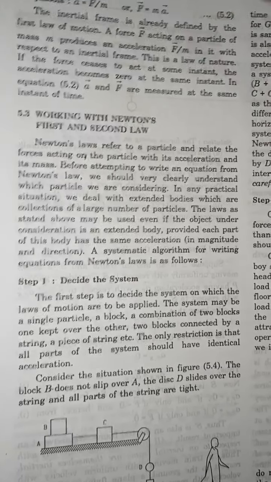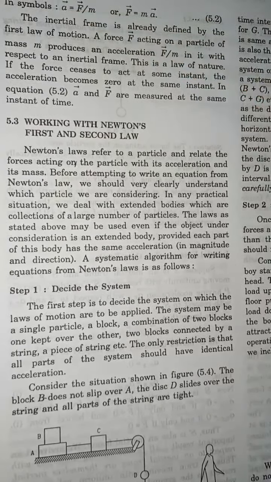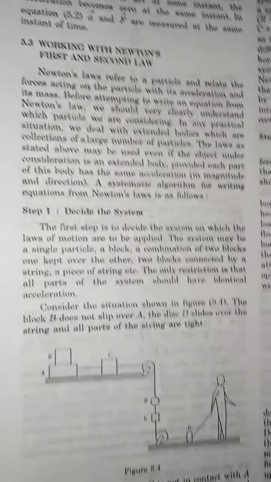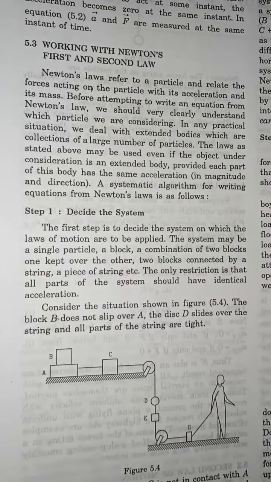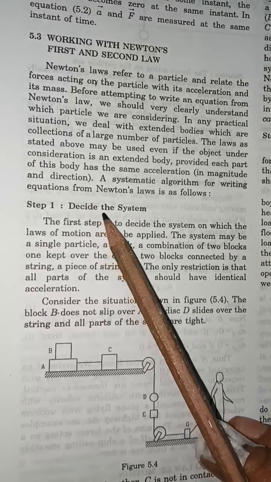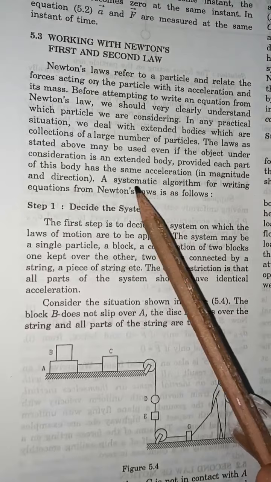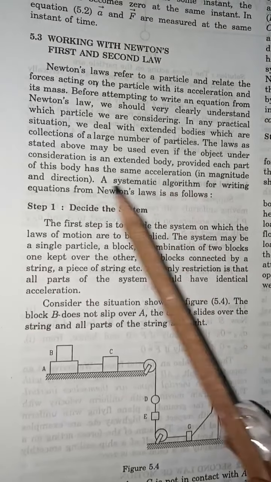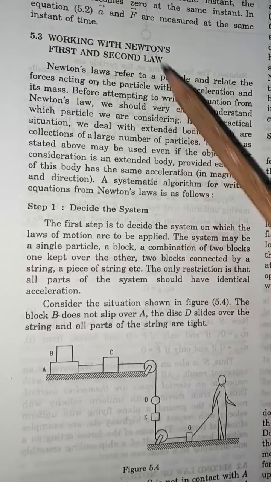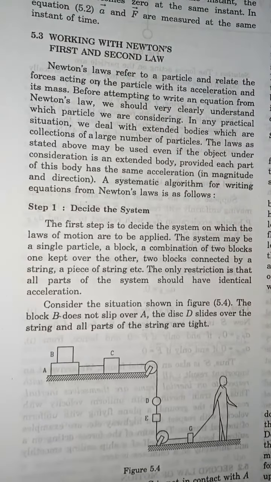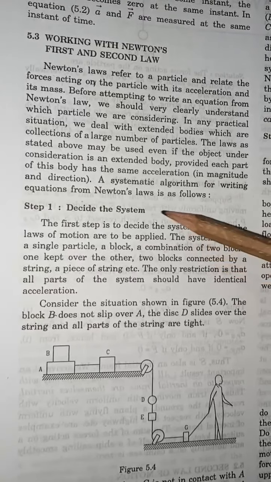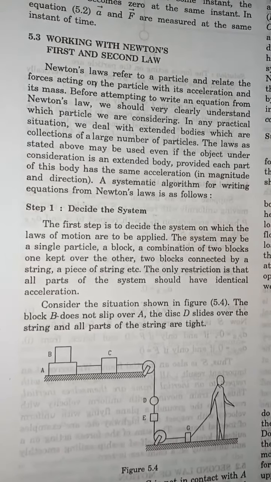Either I have to find out force, or I have to find out acceleration. So this is the use of applying the first and second laws of motion together. So see what that is. First of all, I told you that you have to decide the system. A systematic algorithm for writing equations from Newton's laws of motion is working with Newton's first and second law. So this is simply what you have to decide. This is the algorithm: first, second and third step.